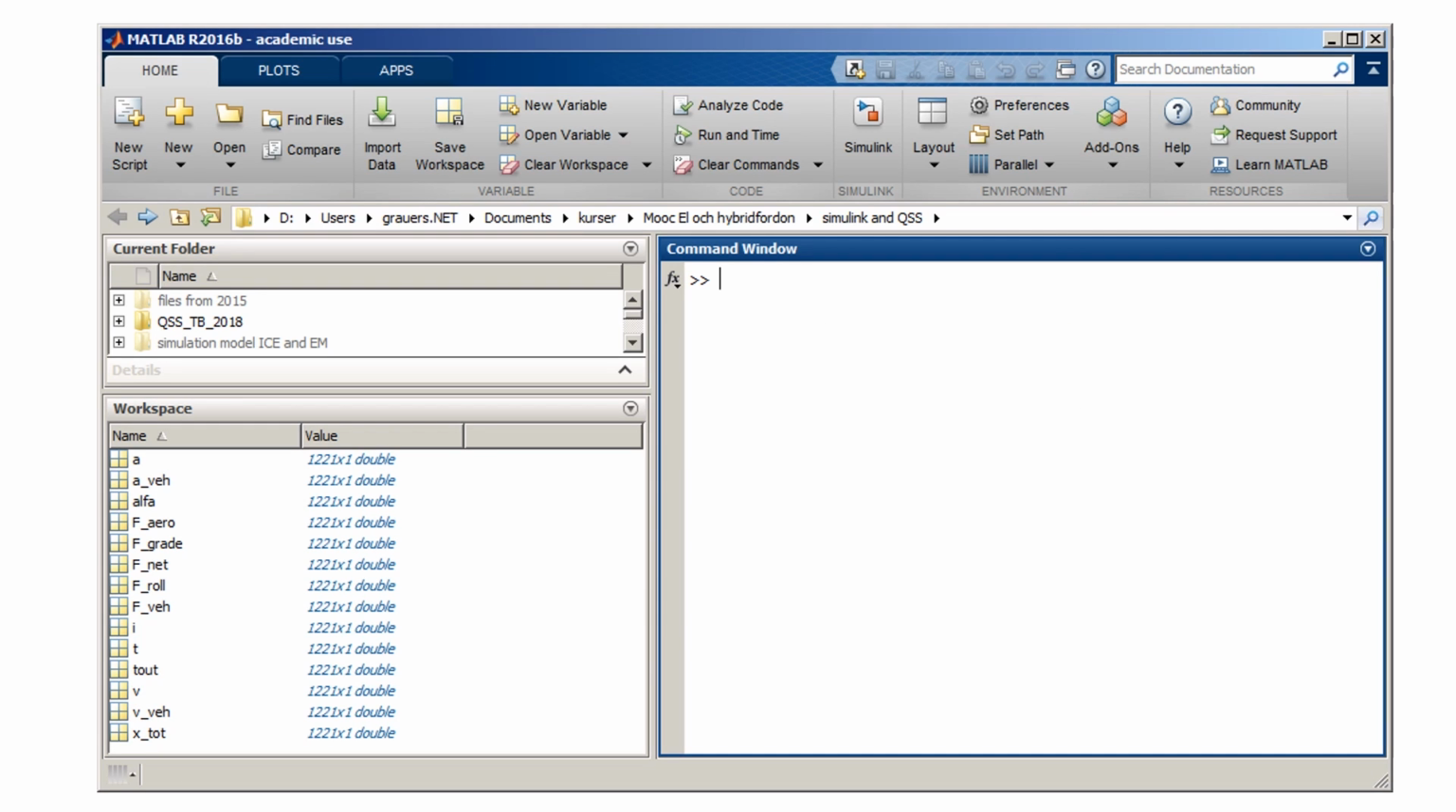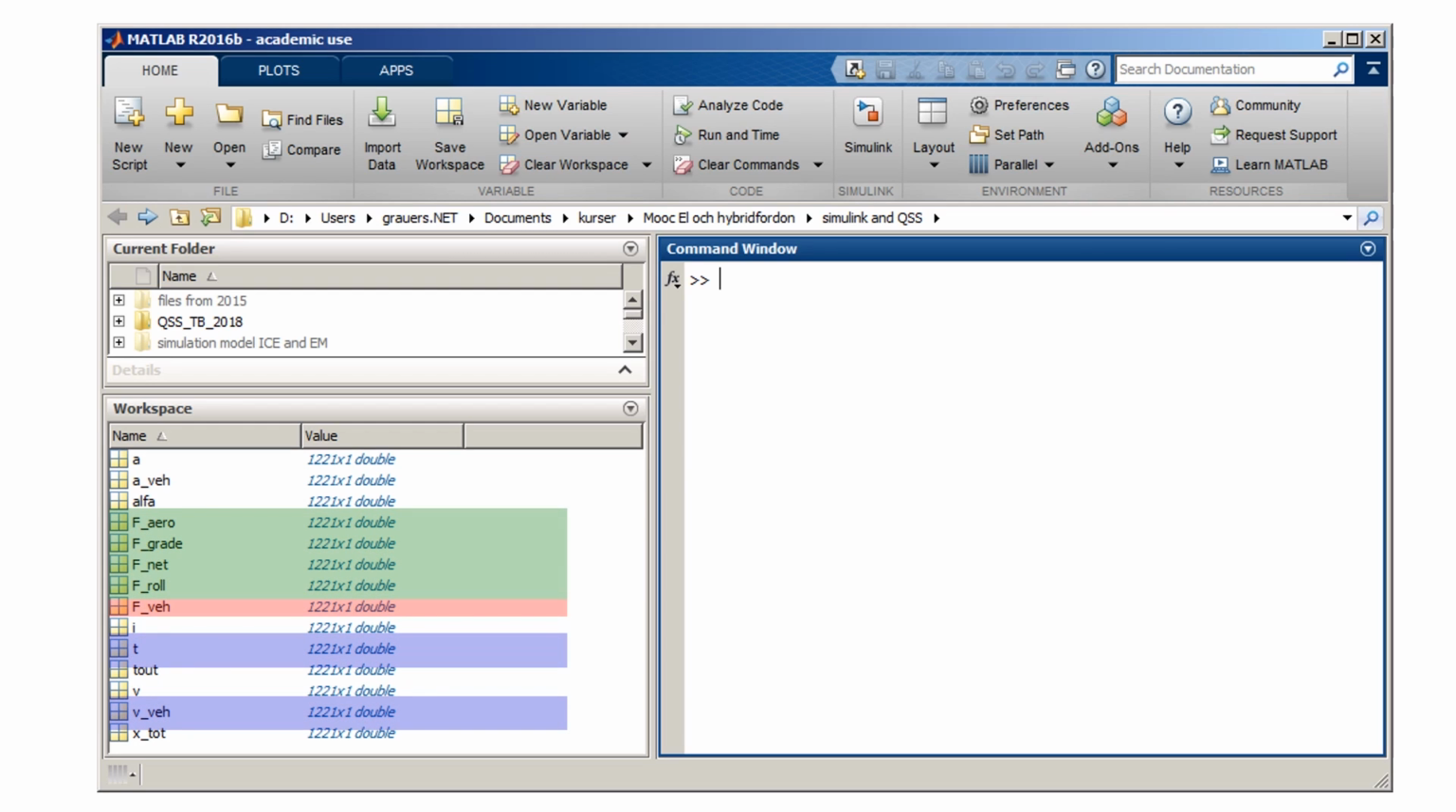When that is done, we can look in the MATLAB workspace. There we find 4 vectors with the forces in the vehicle model, 1 vector with the total traction force, and a vector with corresponding timestamps. For analysis of the power, we will also use the vehicle speed vector.